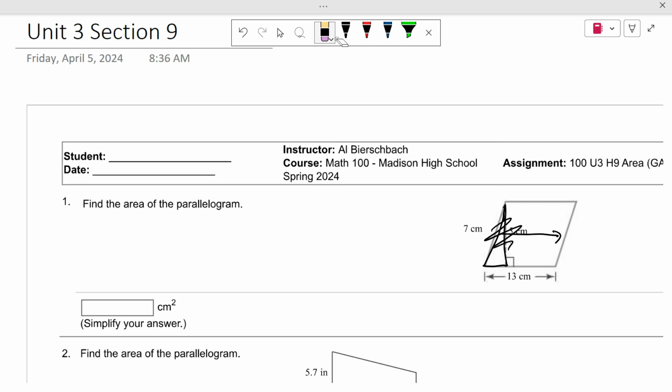All right. So, to find the area of a rectangle, you take the base times the height. So when it's a parallelogram, you take the base, not times the slant height, but the actual perpendicular to the base height. So it shows it there. So 13 times 5 is 65.